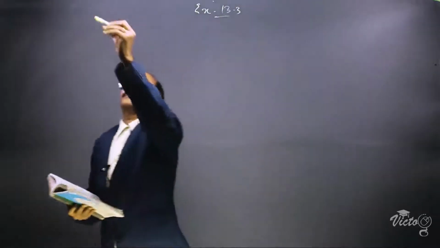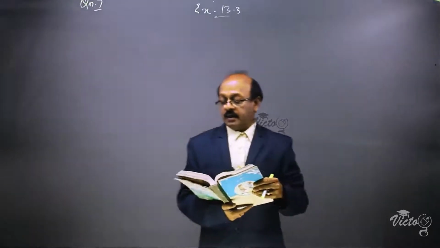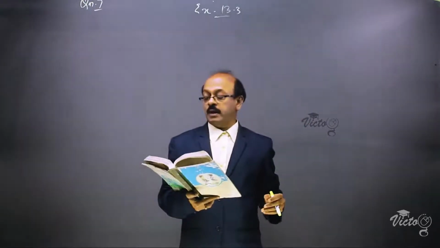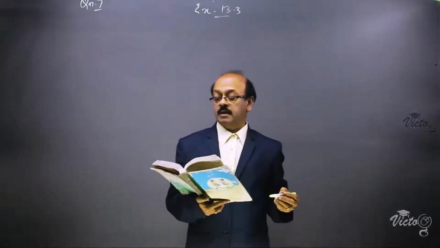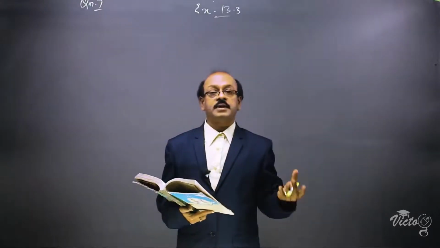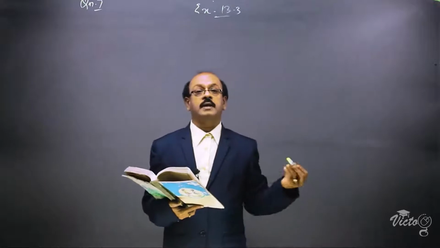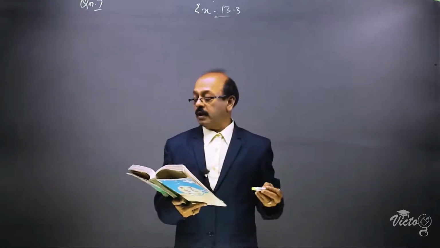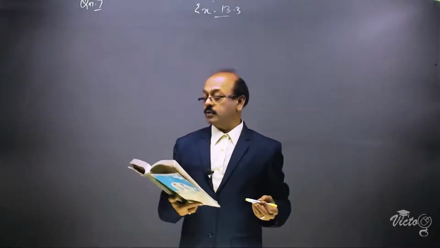Question number 7. The question is, a cylindrical bucket 32 centimeter high with radius of the base 18 centimeter is filled with sand. This bucket is emptied on the ground and a conical heap of sand is formed. If the height of the conical heap is 24 centimeter, find the radius and slant height of the heap.